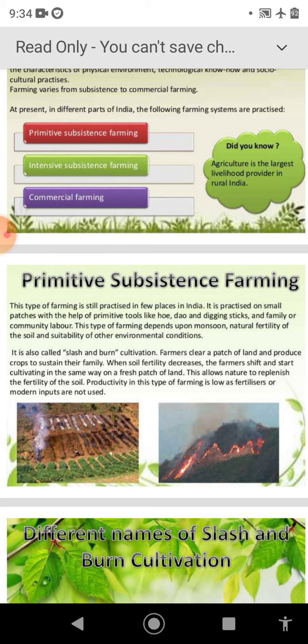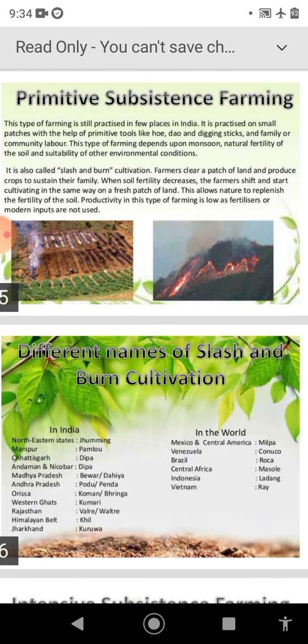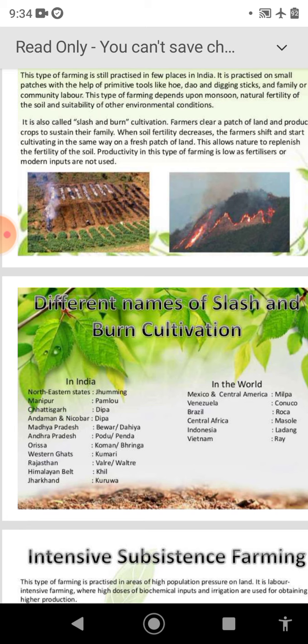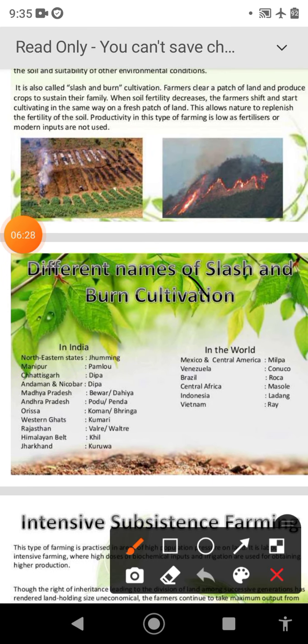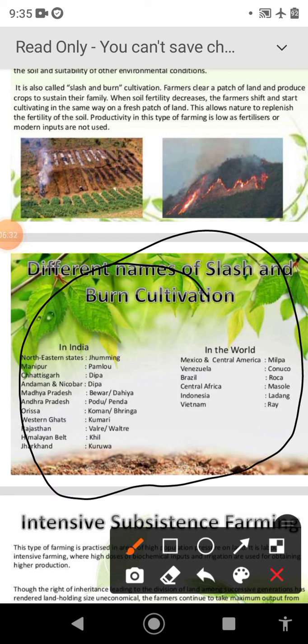A good example of primitive subsistence type of farming is shifting agriculture. In this agricultural system, a patch of land is cleared, crops are grown, and the patch is then deserted until the soil regains its fertility. This is the oldest and unscientific method of agriculture. This is also known as the slash and burn method. In India, it is also known as jhumming, and this type of agriculture is known by different names in different parts of our country and also in different parts of the world. You can go through some of the local names given to shifting agriculture.